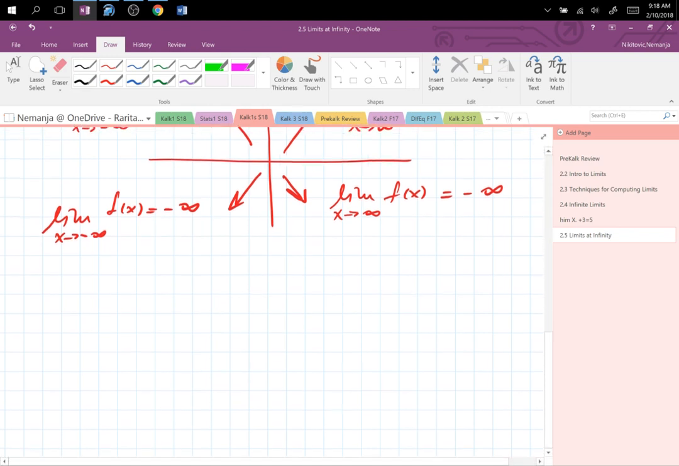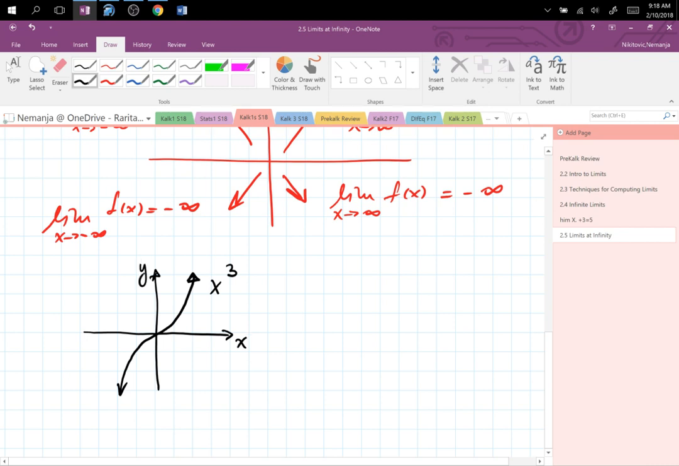Let's talk about 2 examples here, which are very similar the way they look, but they are much different in the eyes of calculus. So let's start first with considering x cubed. So this is your x cubed. What we, dare I say, clearly see is that the function will have these 2 end behaviors.